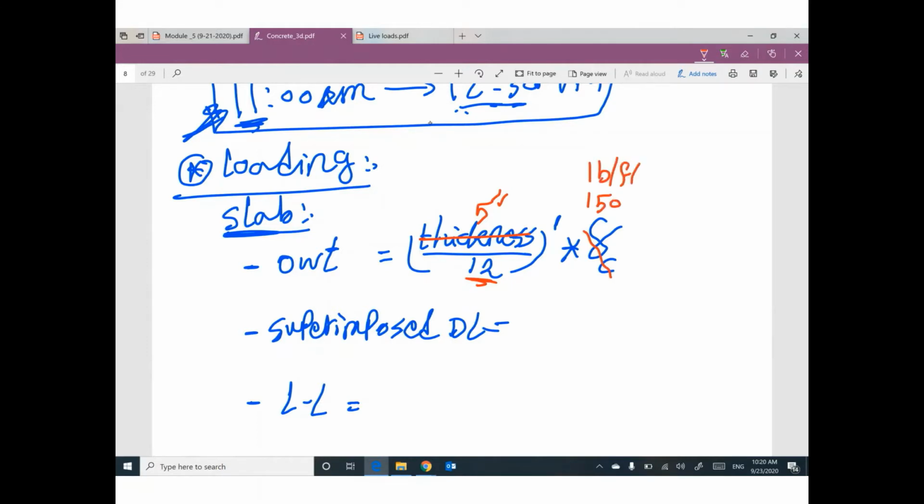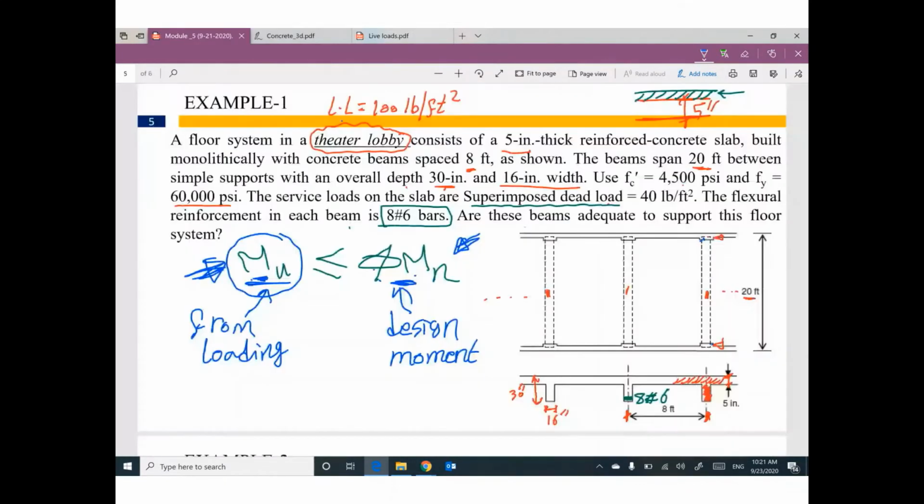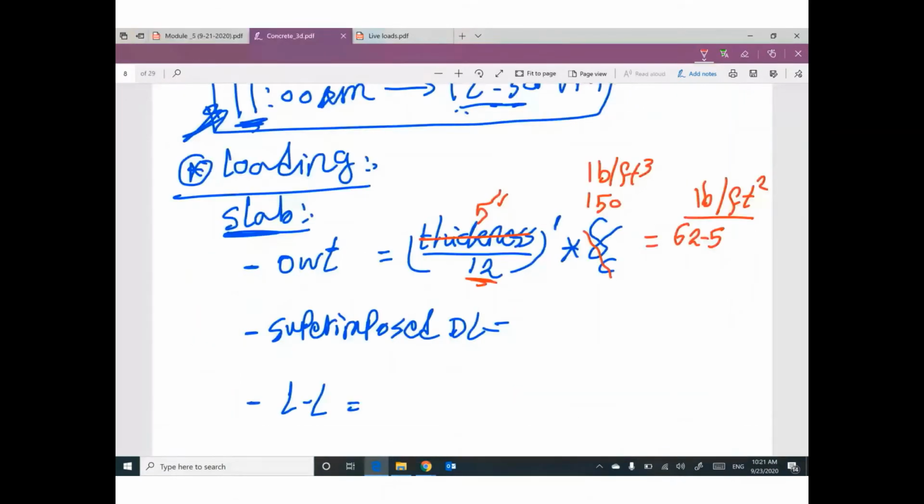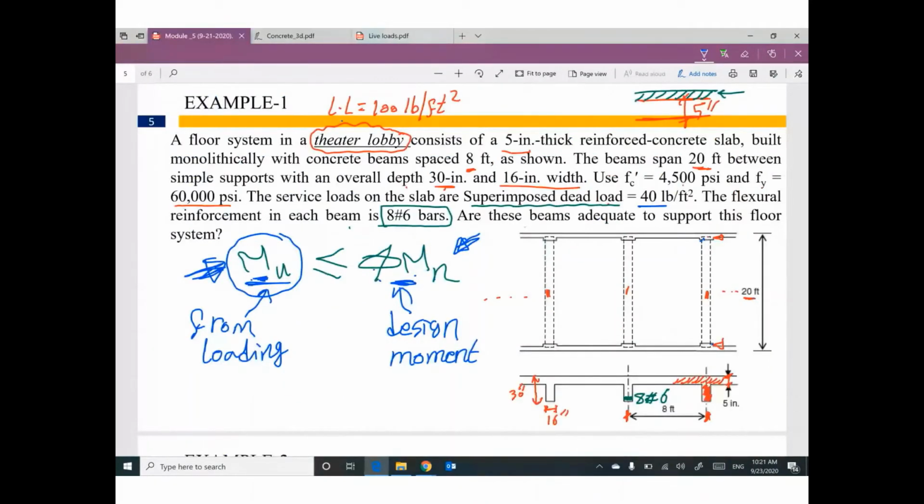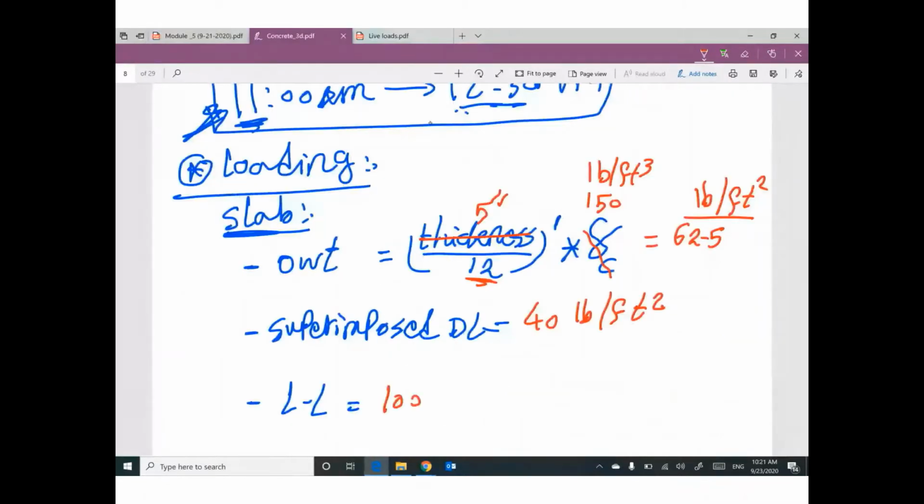So I can figure out the value of the own weight of this slab will be 62.5 pound per square feet. Your units are important. Please keep them with your number, pound per square feet. Superimposed dead load, I think it's given. How much? 40 pound per square foot. Your live load is not given, but we have the function of the building, theater lobby, so I can figure out the value of live load. How much? 100 pound per square feet.